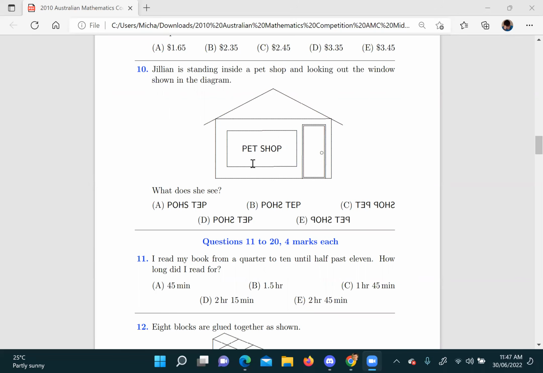It's not turning each different shape around. It's turning the whole thing around. So is it E? Okay, so listen up. Jillian is standing inside a pet shop and looking out the window shown in the diagram.